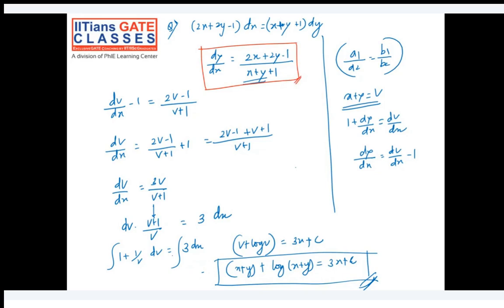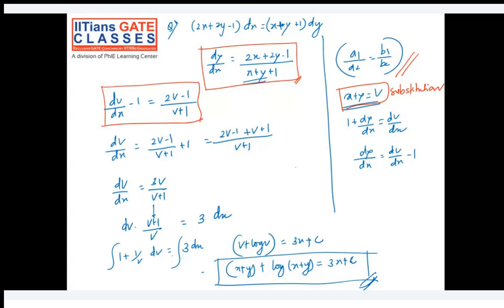Here, if you clearly see, a1 by a2 is equal to b1 by b2, because the 2 by 1 ratio is maintained. So directly, if you put x plus y equal to v, this substitution, ultimately you will be able to reduce your equation to this form: dv by dx minus 1 equals 2v minus 1 divided by v plus 1. How is this done? We have differentiated x plus y equal to v. So differentiation of x is 1, differentiation of y is dy by dx, and differentiation of v is dv by dx. So dy by dx is dv by dx minus 1. That's how this first term we have calculated.